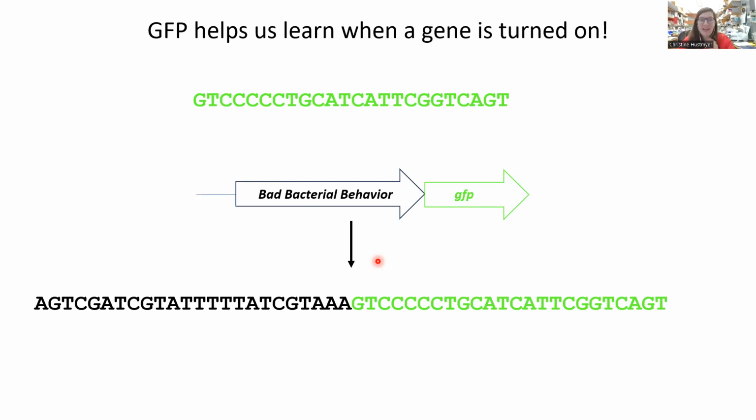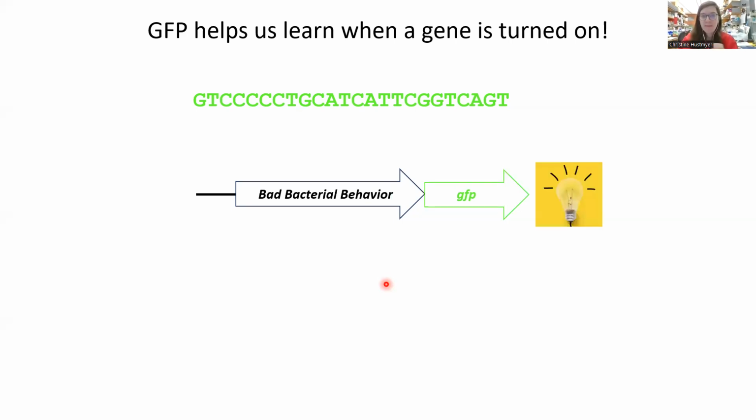Now, GFP is a glowing protein. It's a glowing feature, or glowing DNA sequence, that we can add and manipulate into the bacteria near a bad bacterial behavior gene. And then we can monitor when light is occurring. So if I've added this GFP to this bad bacterial behavior, I can monitor if this bad bacterial behavior is turned on when this GFP is making this glowing behavior of the bacteria.